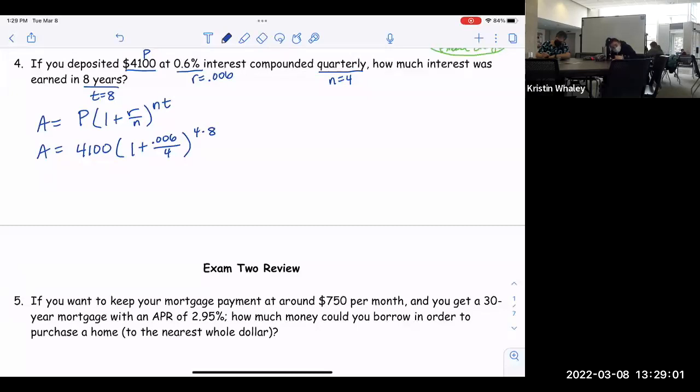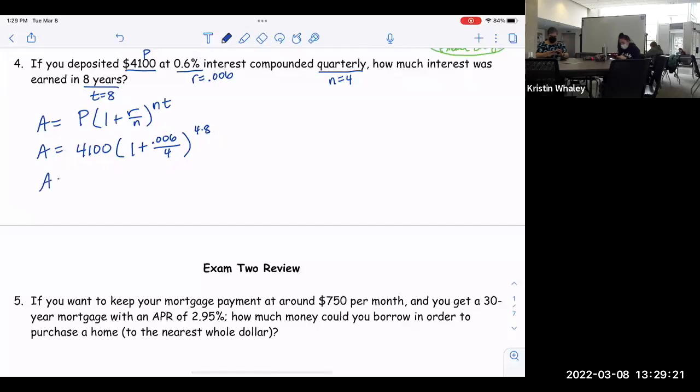If you put this in your calculator all at once, again, don't forget to put an extra parentheses around your exponent. Or in this case, you could probably say, hey, I know 4 times 8 is 32, and in that case, you can put in 32. But if you do put it in as 4 times 8, stick that extra parentheses in there.